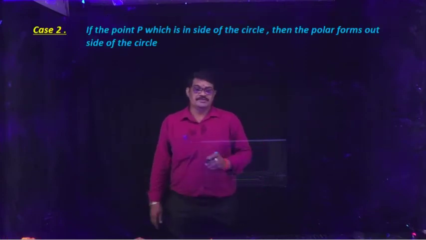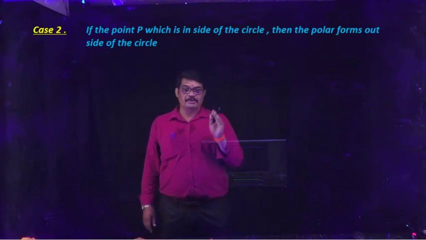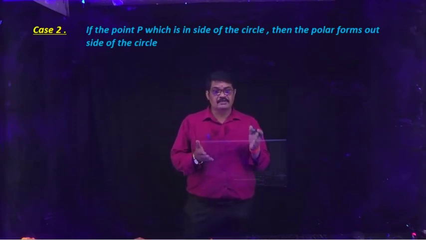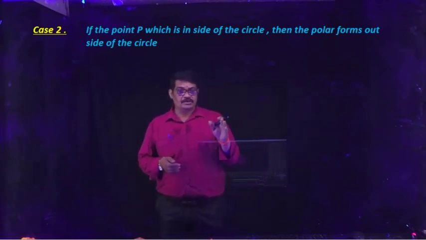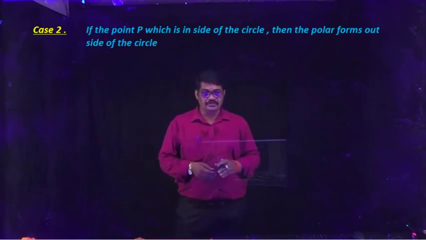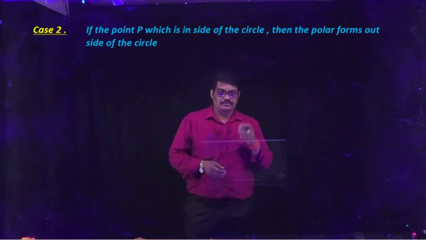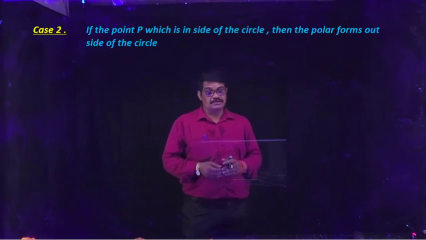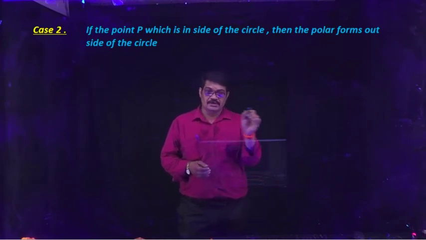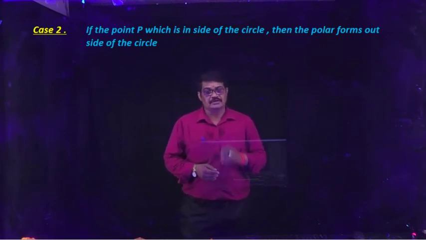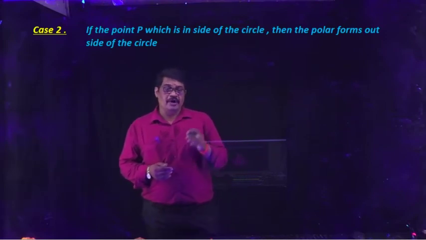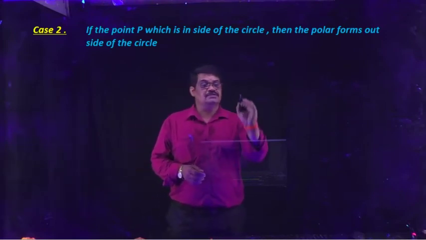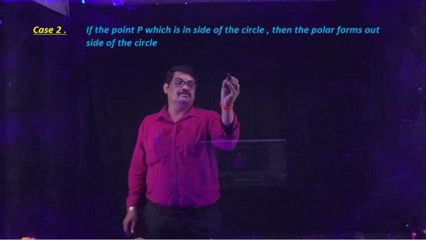See the second case. If the point P is inside of the circle, then the polar forms outside of the circle. In the previous case, the point is outside of the circle, and the polar intersects the circle at 2 points. In this case, the point is inside of the circle. See the diagram.